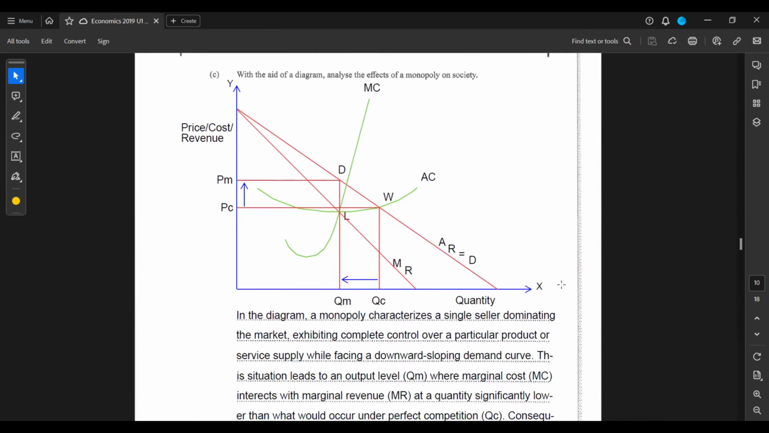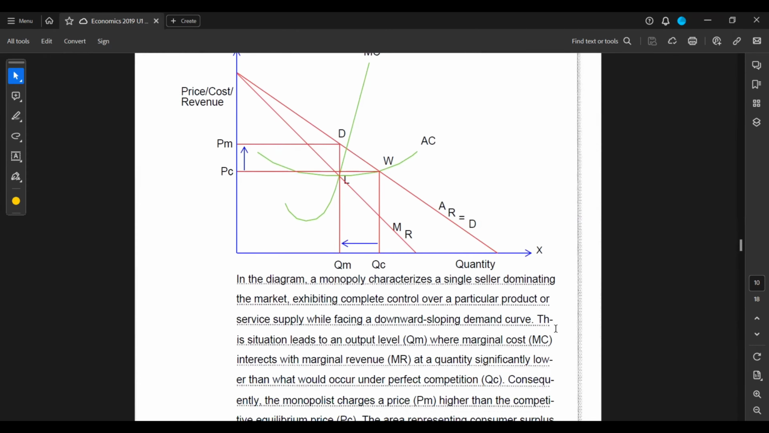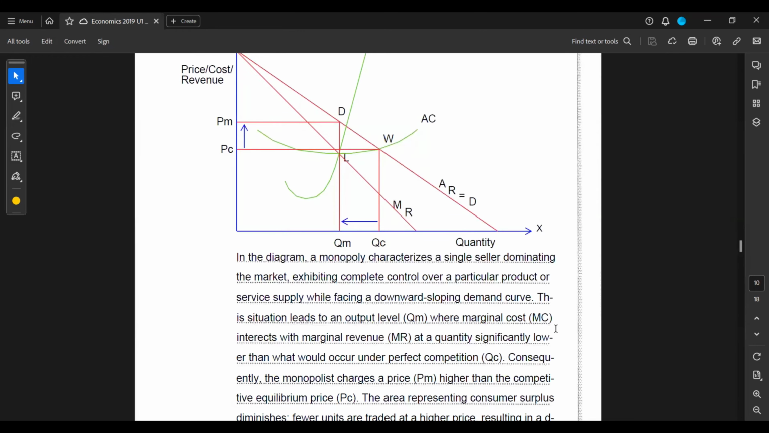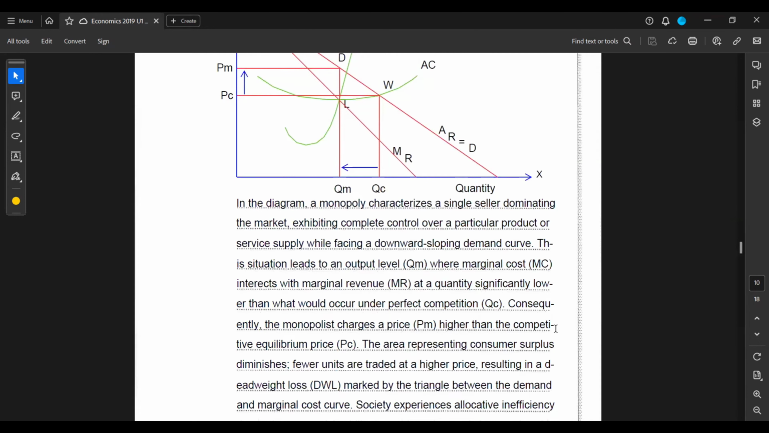In the diagram, a monopoly characterizes a single seller dominating the market, exhibiting complete control over a particular product or service supply, while facing a downward sloping demand curve. This situation leads to an output level, Q sub M, where marginal cost intersects with marginal revenue at a quantity significantly lower than what would occur under perfect competition. Consequently, the monopolist charges a price, P sub M, higher than the competitive equilibrium price, P sub C.